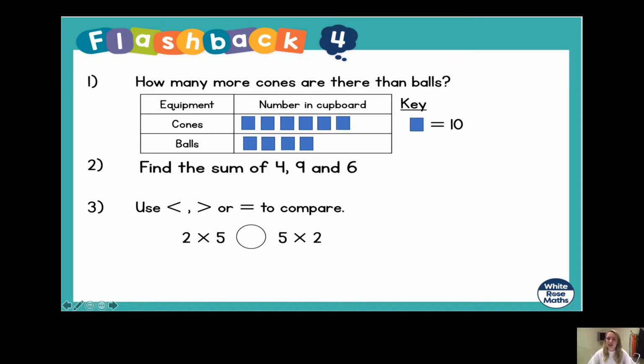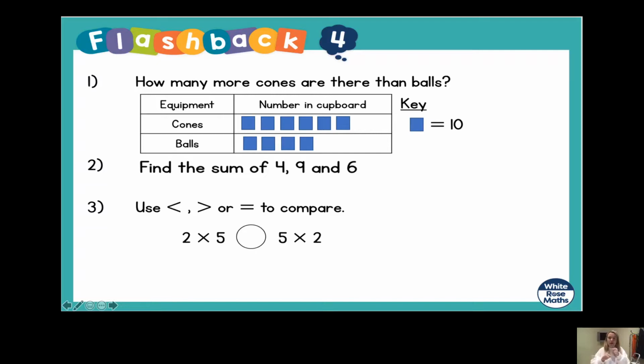Okay, year 2, so let's have a look at the first question. It says, how many more cones are there than balls? And if we look at the key, we can see that 1 blue square equals 10 items. Now, if we know that 1 blue square equals 10 items, how many blue squares are there next to cones? Well, there are 6 blue squares. So we are going to have to do 6 multiplied by 10 because there are 6 squares and each square represents 10 items. So let's count together in steps of 10, 6 times, okay?